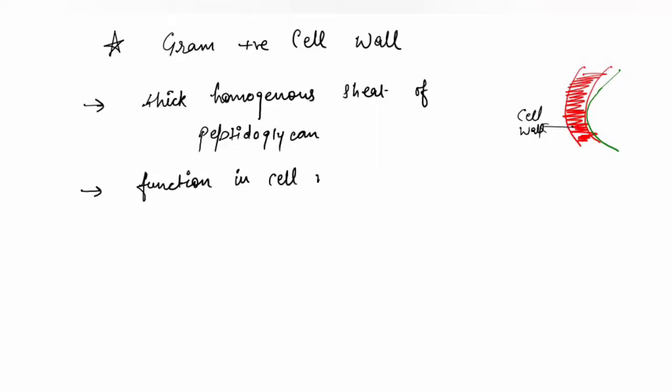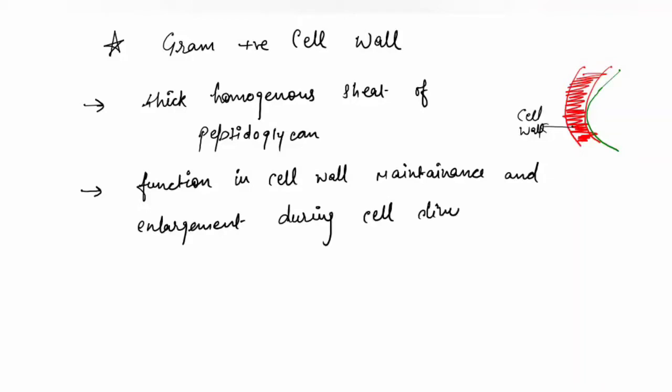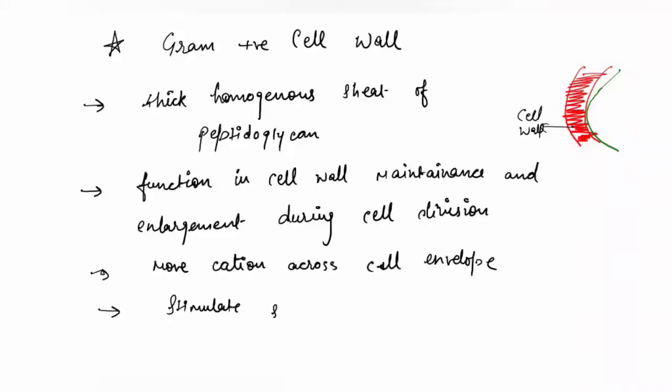It functions in maintaining the cell integrity and also helps in the enlargement during cell division. We know the cell divides by binary fission, and that happens in that case. It also helps in the movement of cations across the cell envelope. And also it stimulates certain specific immune responses. If we talk about pathogenicity, all bacterial cells have their different pathogenicity.